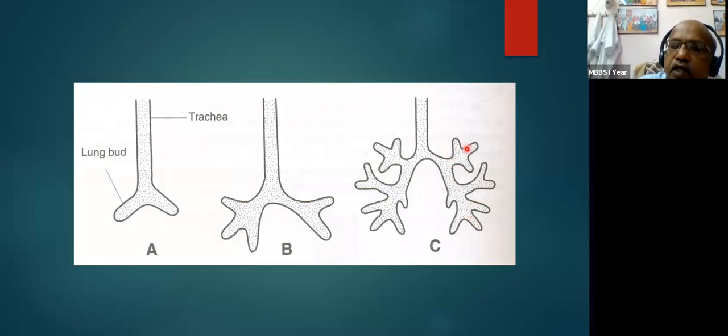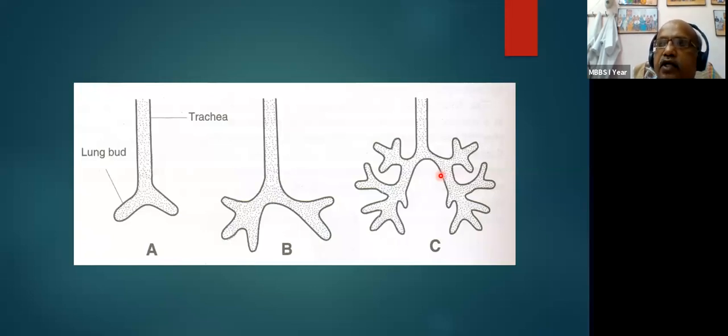Now the surrounding mesoderm, the splanchnopleuric layer of intraembryonic mesoderm, will be completely surrounding this respiratory diverticulum and its branches. So that splanchnopleuric layer of intraembryonic mesoderm gives rise to all the remaining layers of the tracheobronchial tree, including the parenchyma of the lung. So that is very important. Simply you can say the entire lung and the tracheobronchial tree are derived from the respiratory diverticulum.